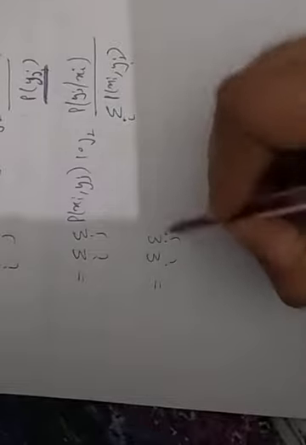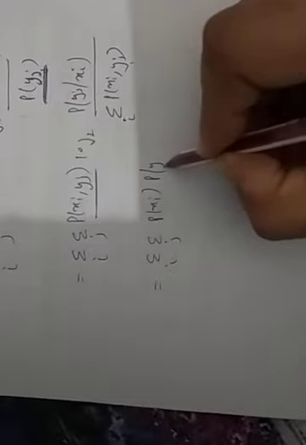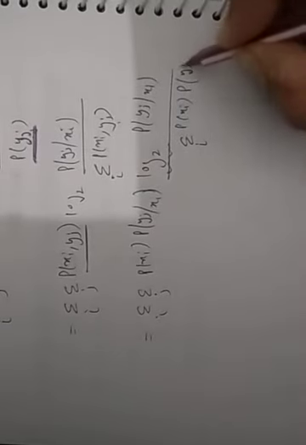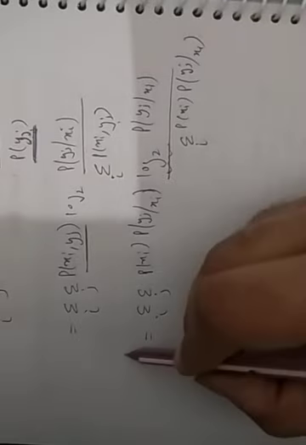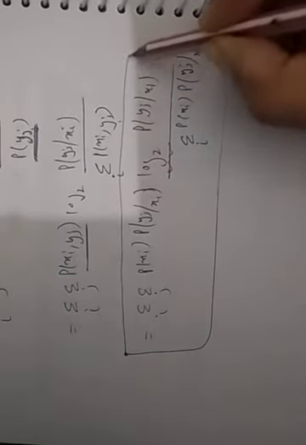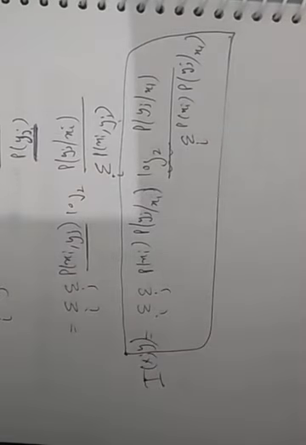So hence we are able to reach our formula. I am writing this joint probability as p(xi) into p(yj/xi) log base 2 p(yj/xi) upon summation over i of p(xi) p(yj/xi). So this is the complete formula for calculating mutual information, that is I(X;Y).